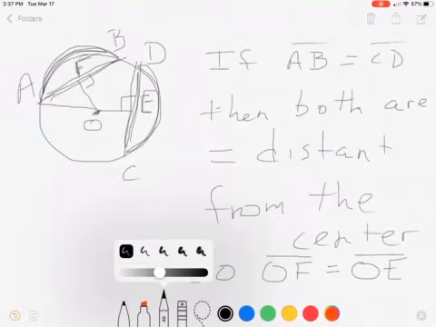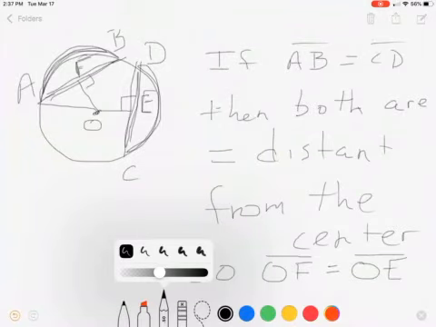Now that information is very powerful. And that means that, let's go back to our diagram I'm showing you here with A, B, C, and D. If OF is equal distance from the center as OE, then we can make a right triangle OFA, and OFA will work according to the Pythagorean theorem. OA squared equals AF squared plus FO squared.